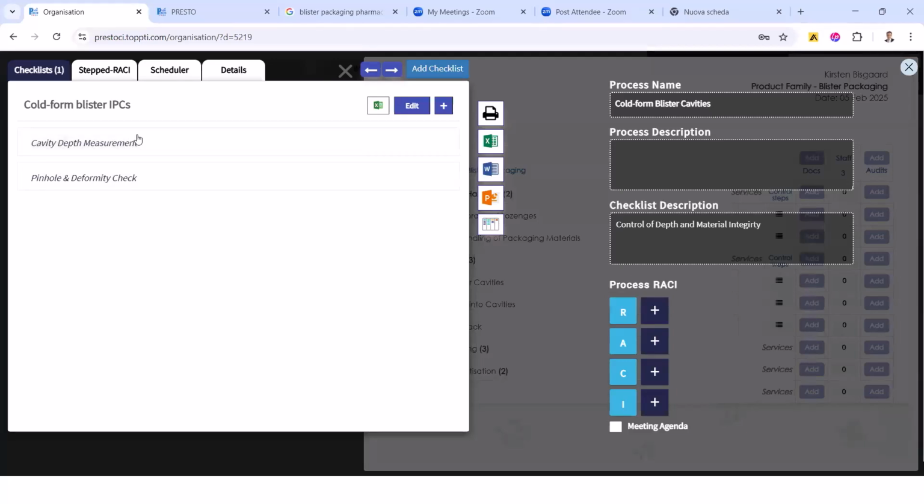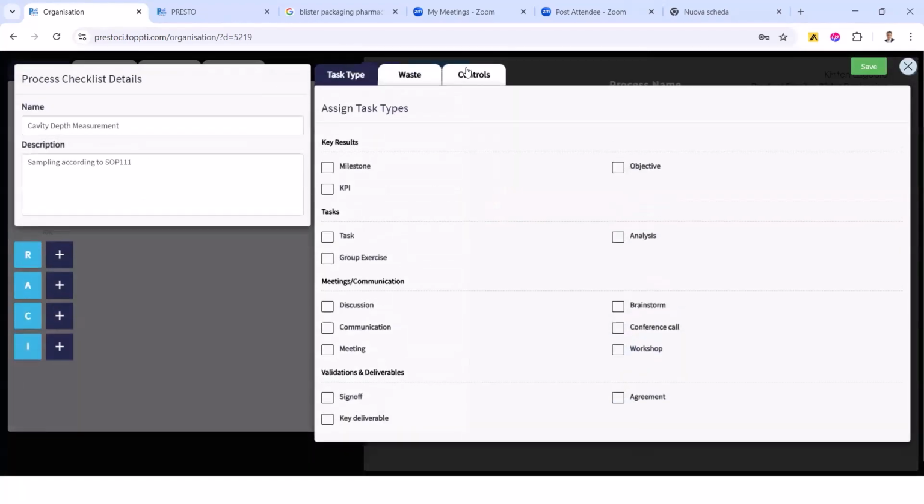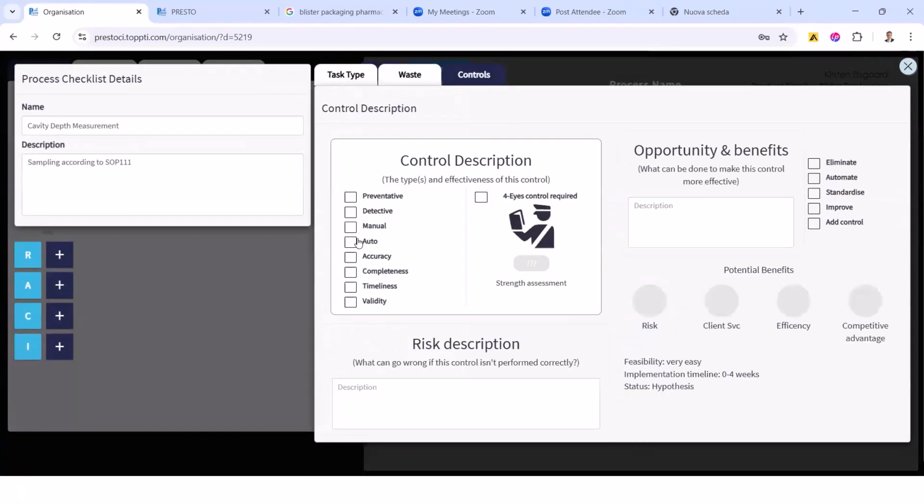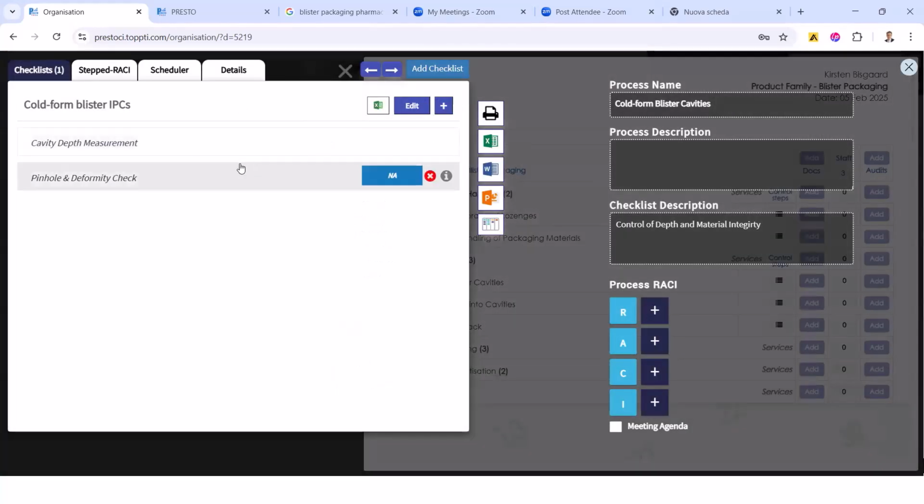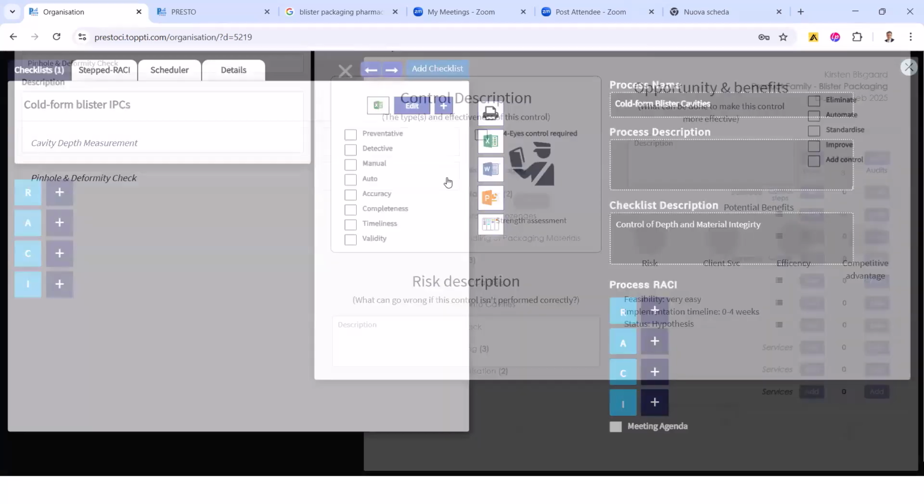Now the next thing you can do, he's put 2 steps in here. These are actually controls, cavity depth measurement. So what you can do, you can really zoom into your control and you can say, this is a detective control. It's also a completeness control. And here's where your process owner is going to say, is it strong? Is it fair? Or is it weak? Now he might say, this control is very good. There's a bunch of other information you might ask from your project, from your team leader, from your process owner. Won't go into it now, but we're happy to talk about it.